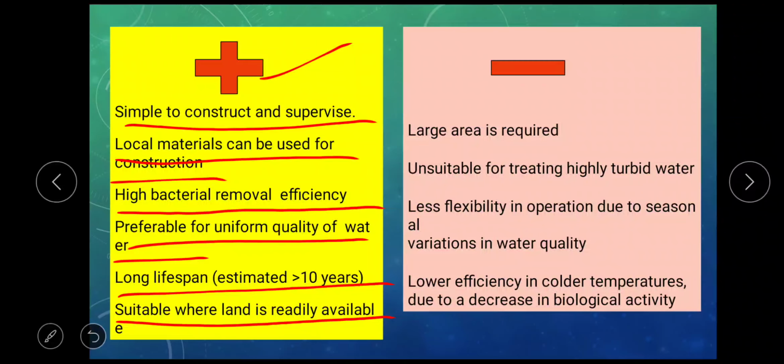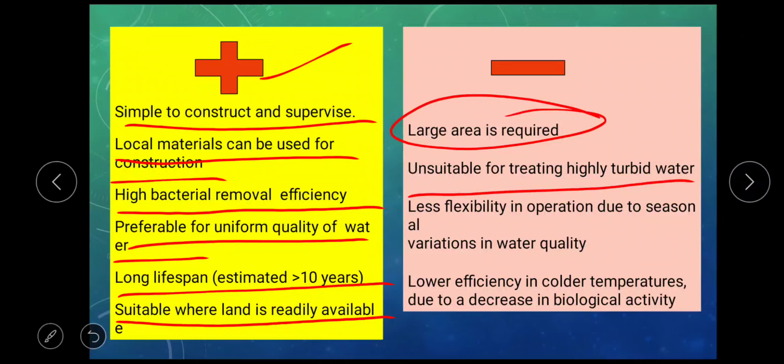Now, a large area is required to construct the filter if we want a large amount of water to be treated, because filtration rate is very low. Unsuitable for treating high turbidity. If turbidity is high, then it will clog the filter very frequently, and cleaning the filter within a short span of time will be difficult, and cleaning a filter of large area will be a very difficult task.